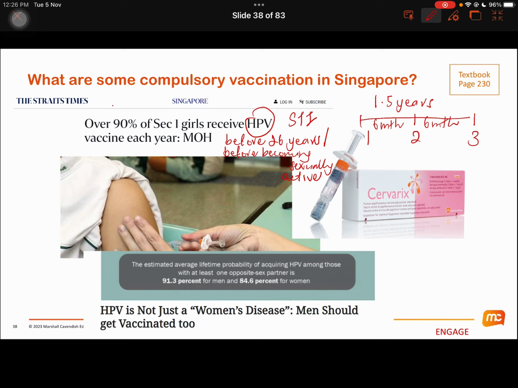Yes, HPV is not just a women's disease. Men should also be vaccinated. But scientifically speaking, females are more prone to getting HPV as compared to men. As such, this has always been promoted to females, but you boys can also ask for the HPV jab in the clinic if you deem necessary.